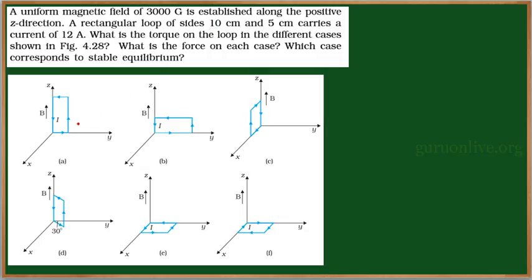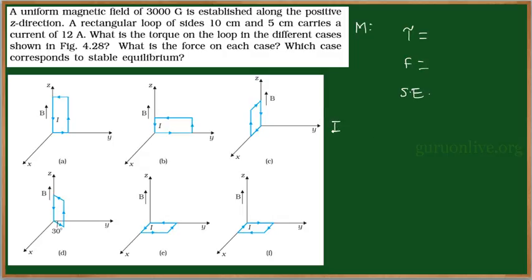Our motive is to find the torques acting on these loops, which are given in these 6 pictures. Here the magnetic field direction is the same in all pictures, but the area vector of each loop is changing. So by considering these two, we need to find out the torques and forces along with the case which has stable equilibrium. That is our motive.